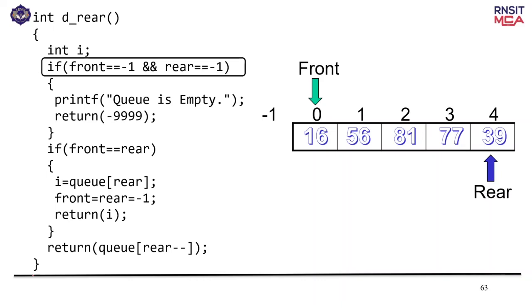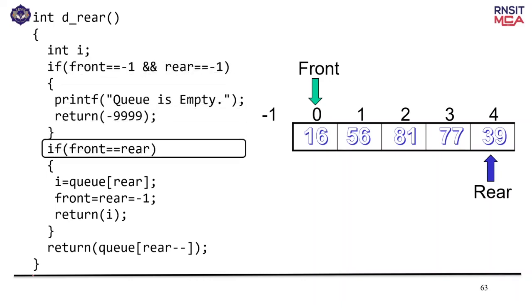Right now, front is at 0, rear is at 4. So they are not equal to -1. That means there are some elements in the queue, which means you can delete the elements. So you check whether front is equal to rear. That means if there is only one element, front and rear will be pointing to the same place. So no, front is different, rear is different, which means many elements are there.